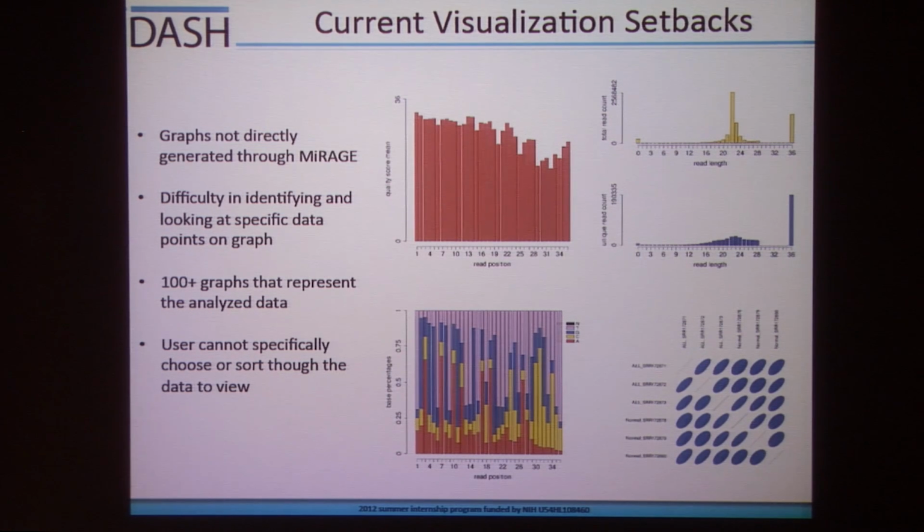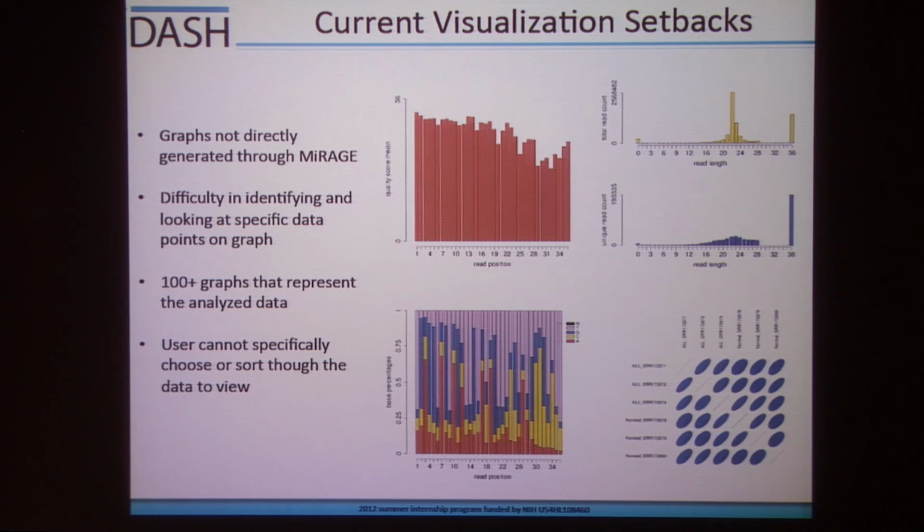But a couple setbacks are that the graphs are not directly generated through MIRAGE. Right now they're created through R, and so they're still images, you can't interact with them. As seen in this second bullet point here, there's difficulty in identifying and looking at the specific data points on the graph because you can't select and you can't see what data you'd like to see, even if it is statistically significant for the research.